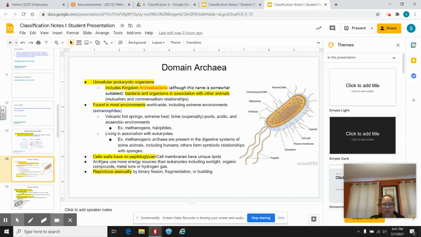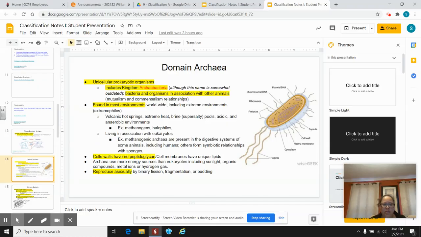So we're going to start with the domain Archaea. Archaea means ancient or old or first, and this is going to reflect the oldest domain. It contains organisms that came first. So we are talking about unicellular prokaryotic organisms. So remember the difference between prokaryotes and eukaryotes.